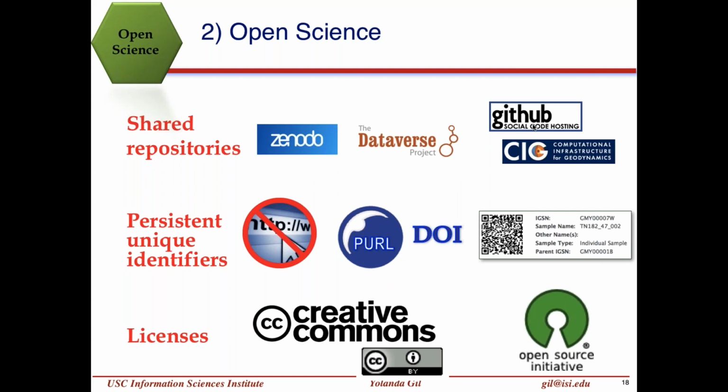The software should have a persistent unique identifier. So both the software and data or samples and other aspects of research, sometimes workflows, are published with unique identifiers as well. So just putting something on a regular URL is not a good idea. We prefer DOIs and PURLs. And then finally, assigning a license to the software.